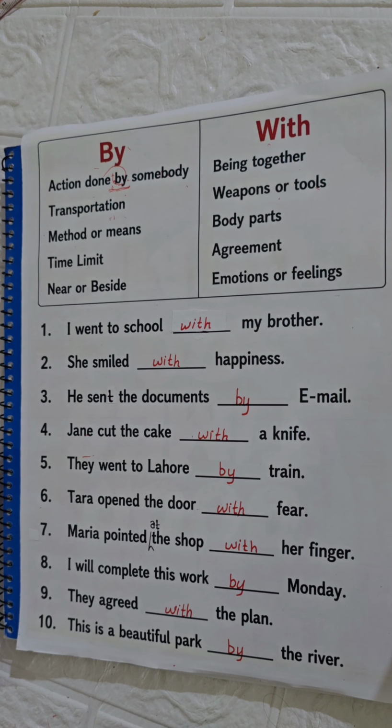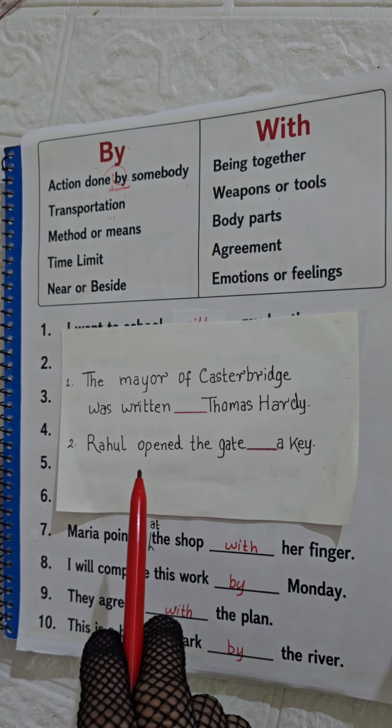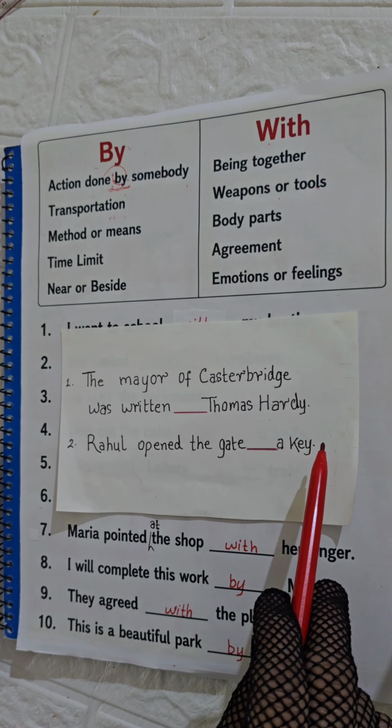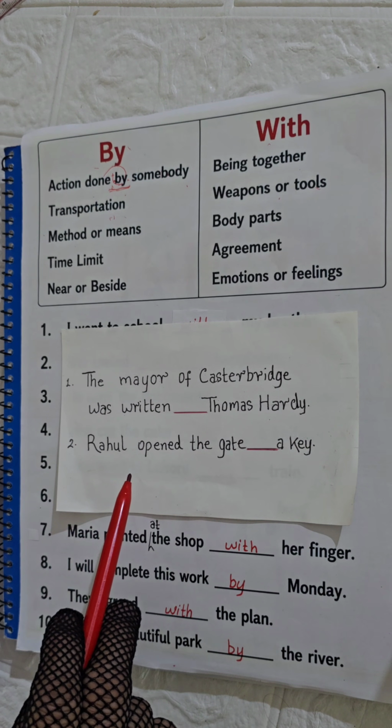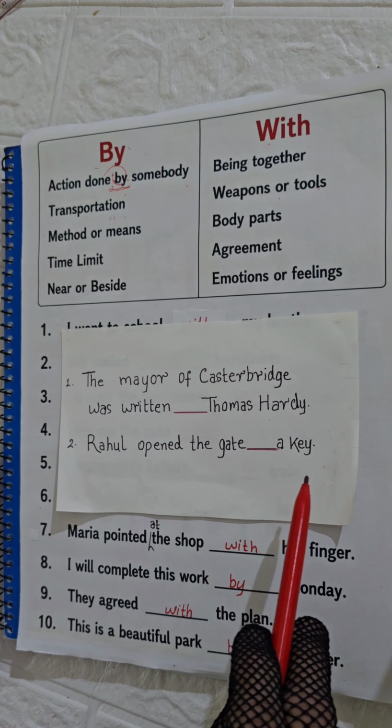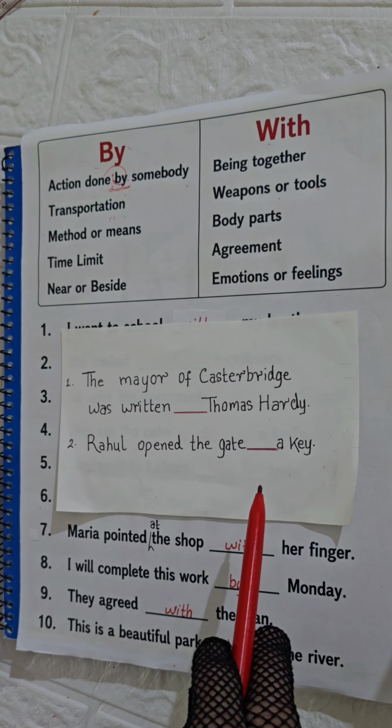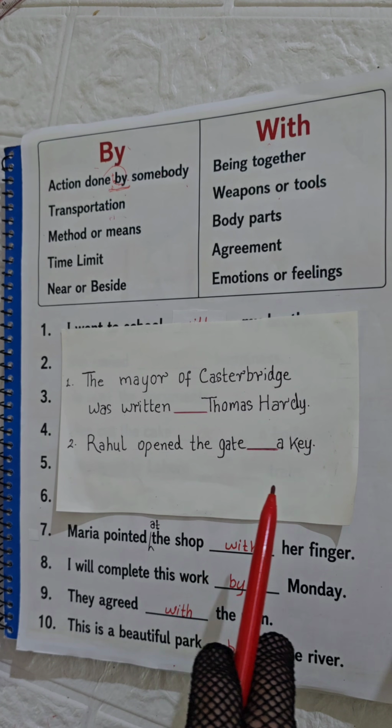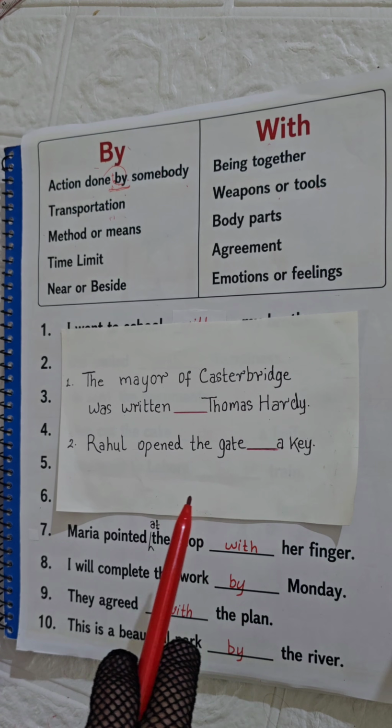Now it's your turn. Complete these sentences using by or with. Number one, The Mayor of Casterbridge was written blank Thomas Hardy. Number two, Rahul opened the gate dash a key. Write your answers in the comments or inbox me. I'll be happy to check them for you.